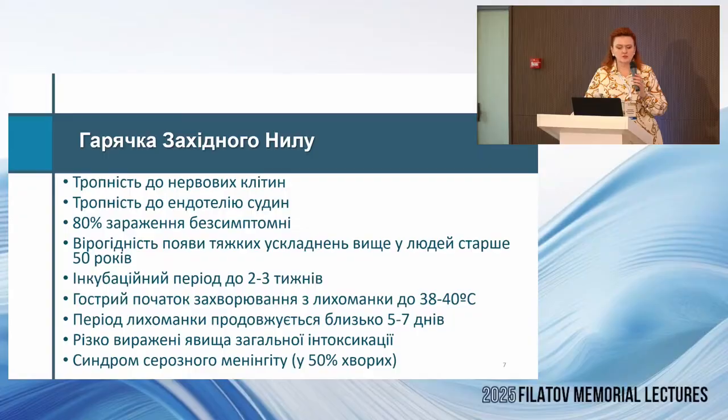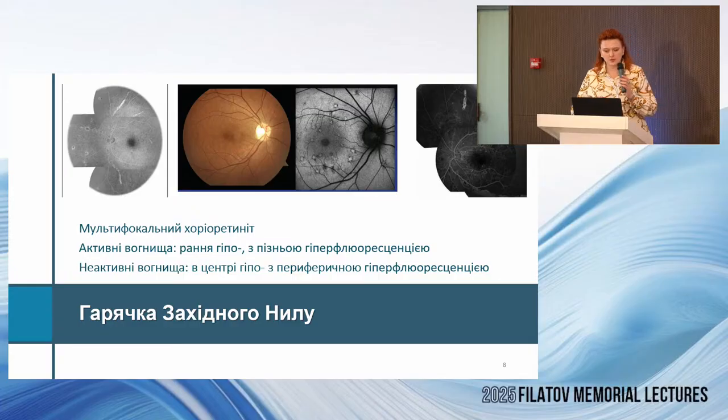What is the problem with West Nile fever? 80% of infections do not bear any symptoms. This is the probability of manifestation of heart complications in people over 50 years old. This is the incubation period, which lasts up to 2 or 3 weeks, whereas the fever period lasts about 5 to 7 days. And the disease is transmitted by mosquitoes.